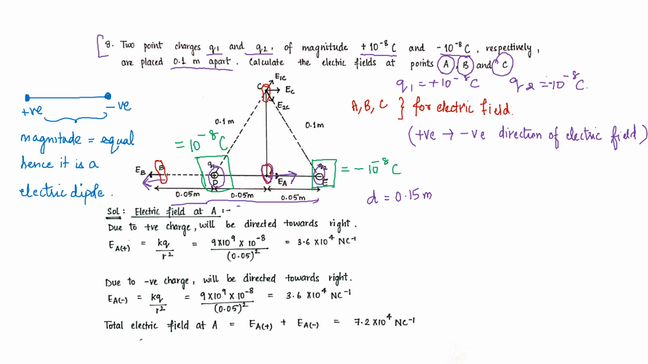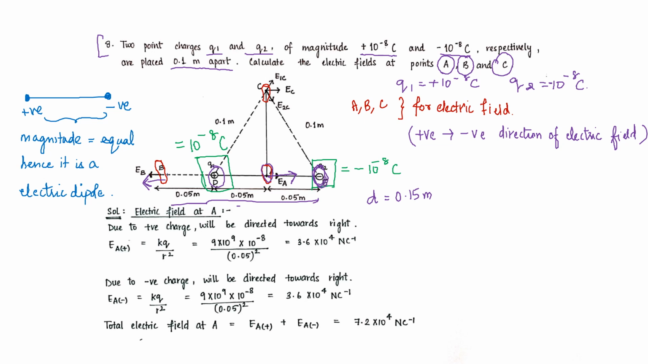Now from this point B, the electric field is moving towards B only, coming out from the positive charge. Now, due to C, what is happening? See in this diagram, due to this negative charge, the field will be attracted to it. The field will be moving away from the positive charge.